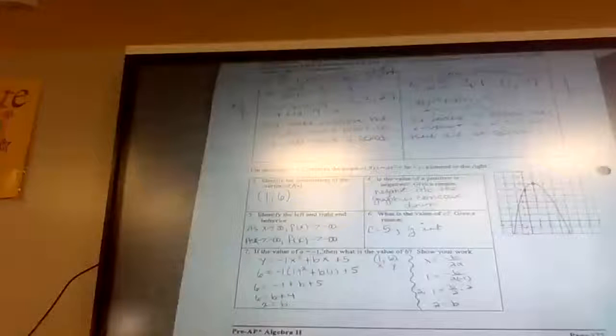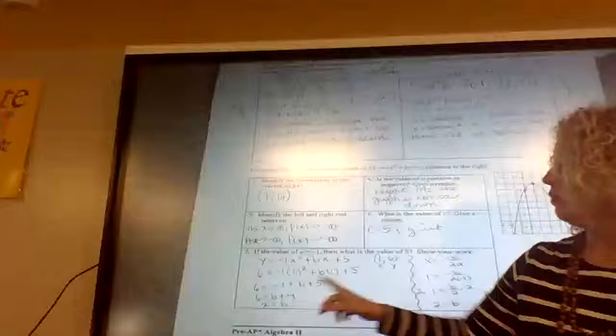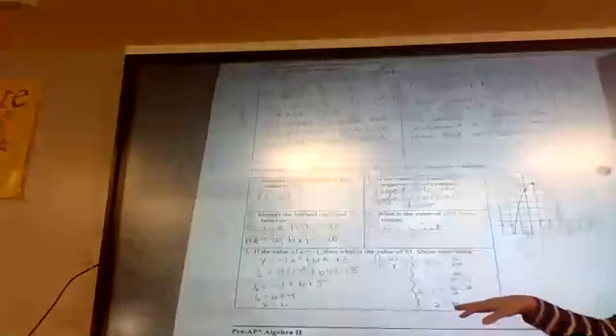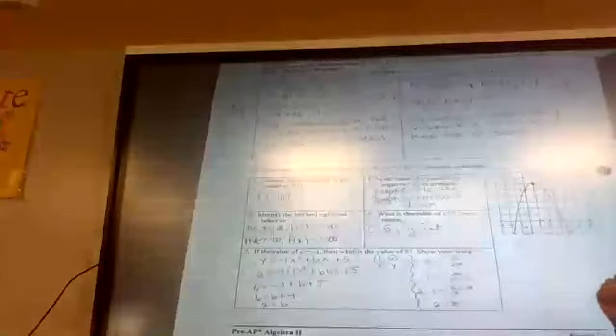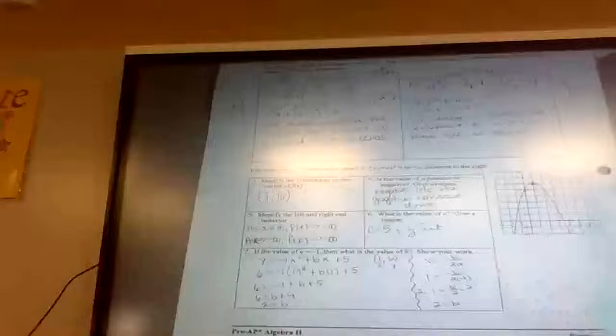3 through 7, you can kind of see I did number 7 2 different ways. 1, you could use the equation in C to find it, or 2, you could have just done the formula for the axis of symmetry. You didn't have to do both. I just did it both ways so you could see either one.